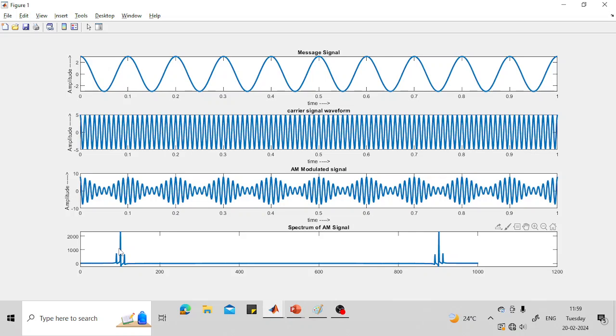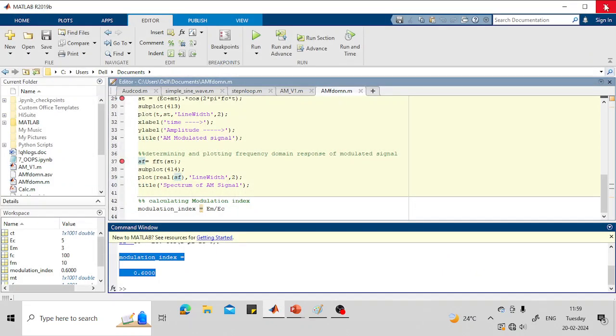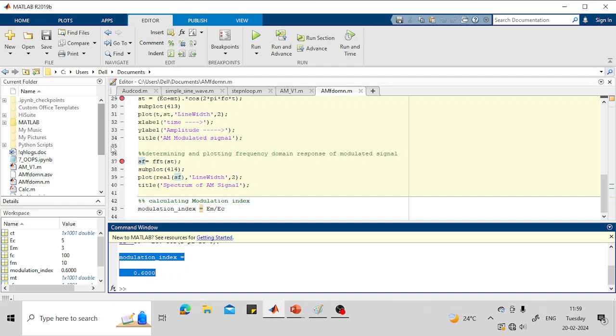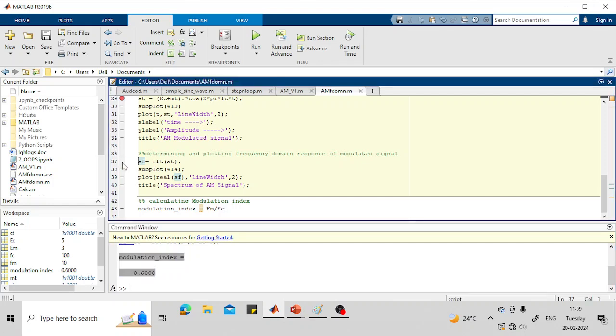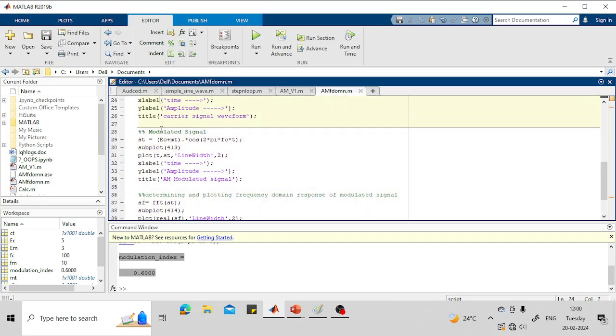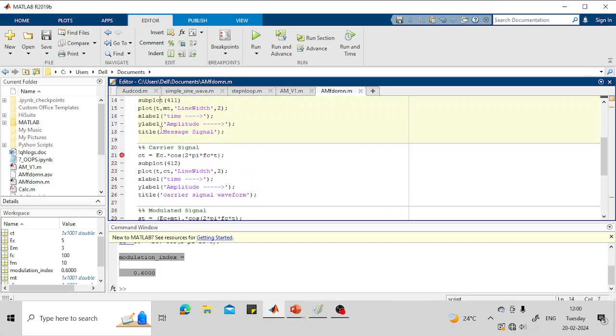Now I wish to close this figure window, because for the other modulation indices also we have to see the waveforms. I will close these breakpoints also because we have understood how the code is running. Right now we will simply change the input and observe the waveforms for all three modulation indices, the time domain waveform and the frequency domain waveform also. Now I'll be running the complete code at a time for different modulation indices.